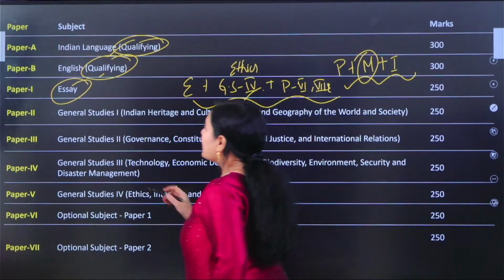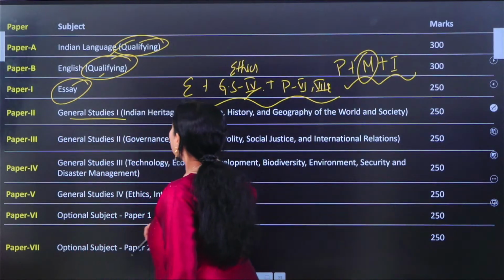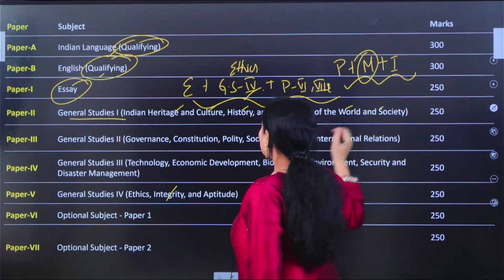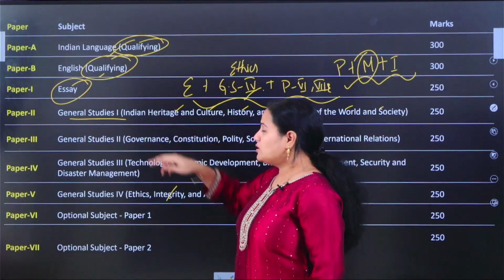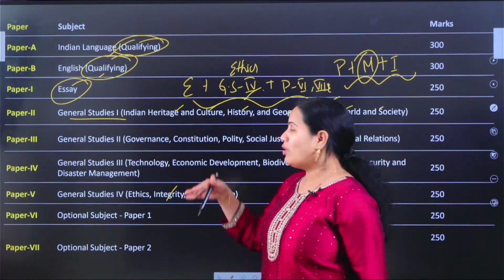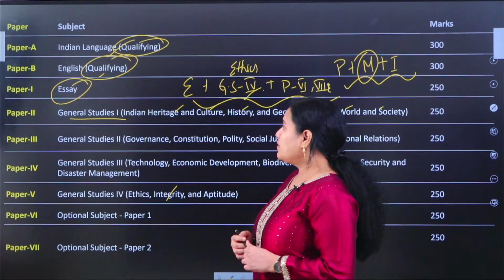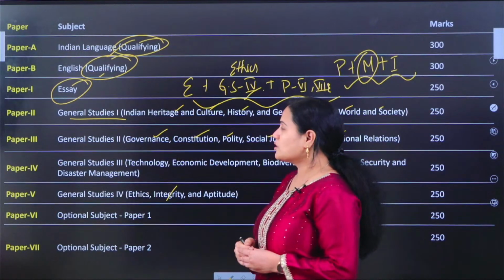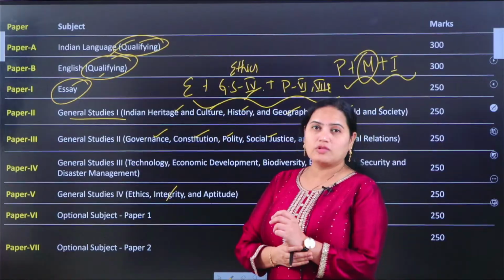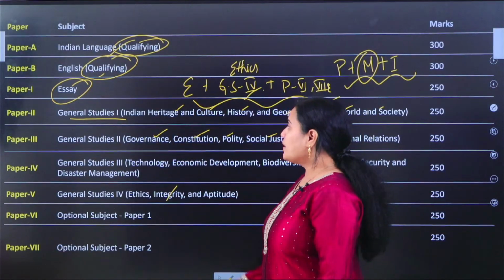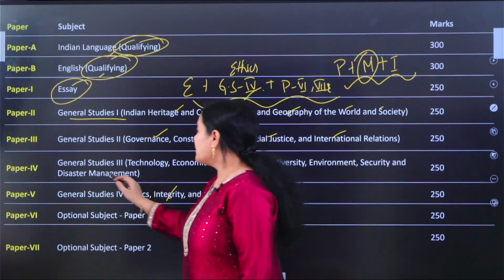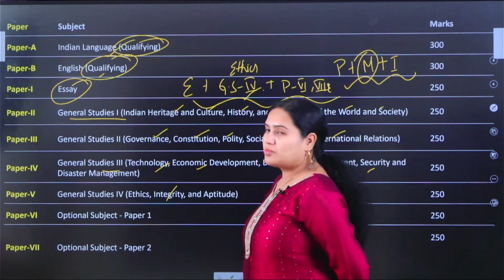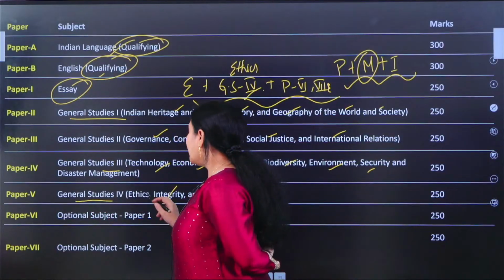Paper 1 is essay, and paper 2 is general studies 1. What will we study in general studies 1? Indian heritage, culture, history, geography of the world and society. There are certain topics in anthropology which overlap with GS1. Then paper 3, general studies 2, talks about governance, constitution, polity, social justice and international relations. Certain topics in anthropology overlap with GS2 also. Paper 4, general studies 3, covers science and technology, economic development, biodiversity, environment, security and disaster management. Paper 5 is ethics, integrity and aptitude.